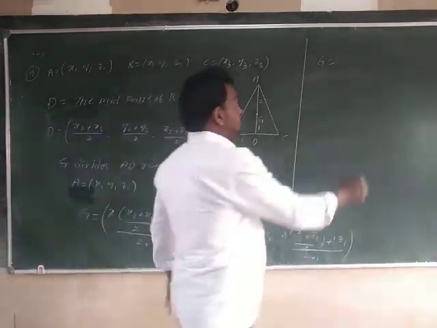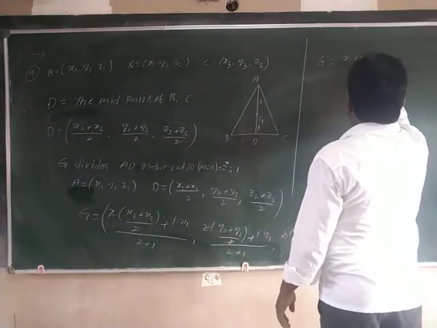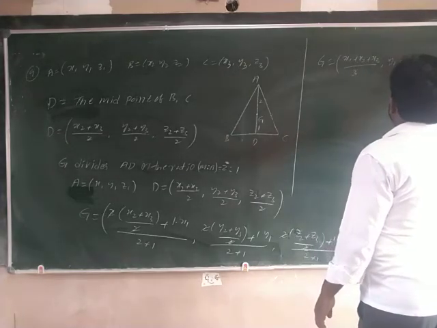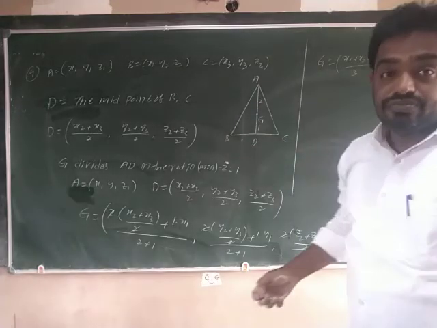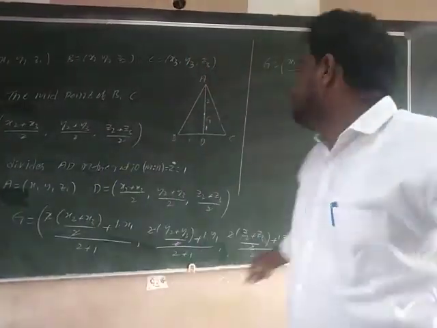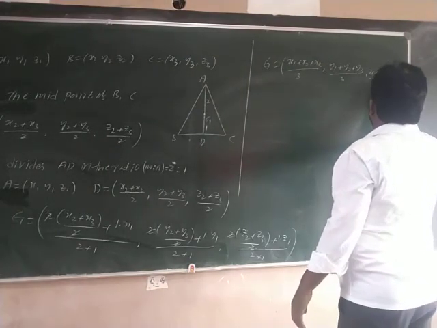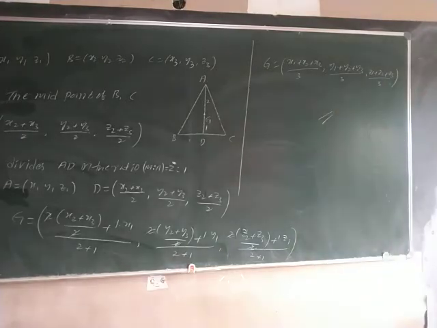So we write in order: G is ((x1 plus x2 plus x3) by 3, (y1 plus y2 plus y3) by 3, (z1 plus z2 plus z3) by 3). This is the answer. So this is the method to solve for finding the coordinates of the centroid. It is an important question to practice well. This is the chapter on three-dimensional geometry. You practice well, this is an easy chapter.